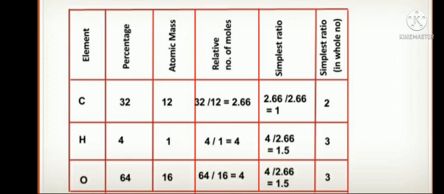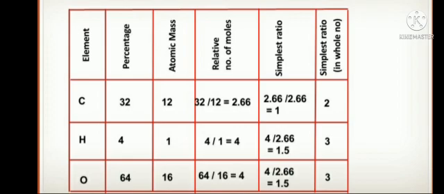Fourth column contains relative number of moles. Already we discussed that the relative number of moles can be calculated using a formula. The formula is: relative number of moles is equal to mass divided by atomic mass. Again I repeat, relative number of moles is equal to mass divided by atomic mass. Now you can calculate the relative number of moles for carbon, hydrogen and oxygen.